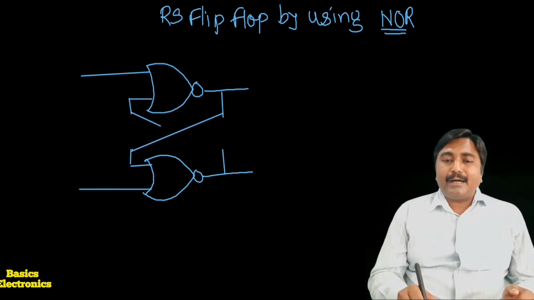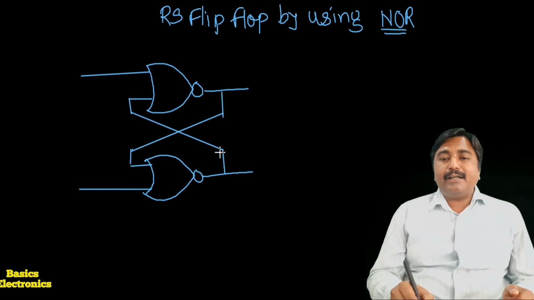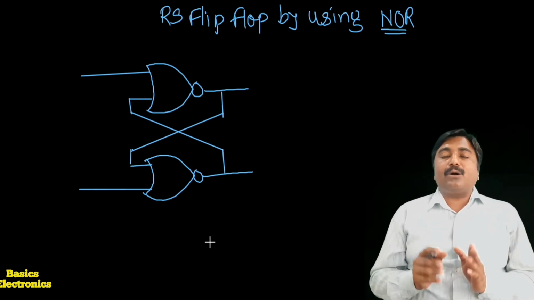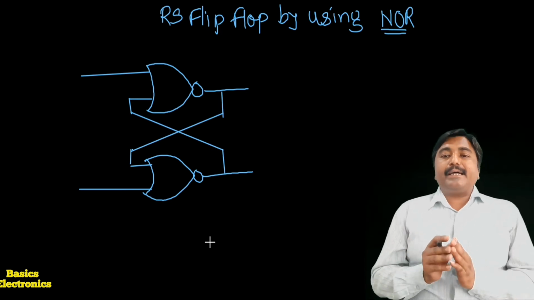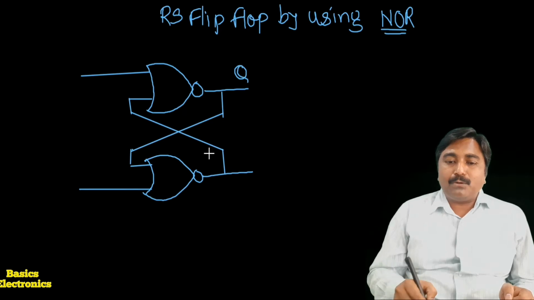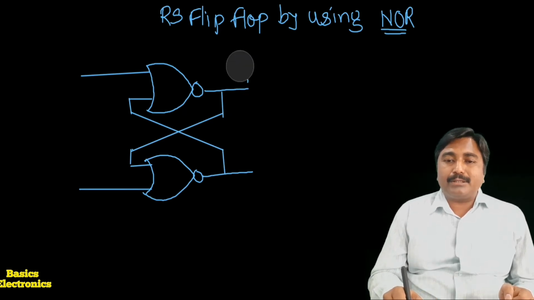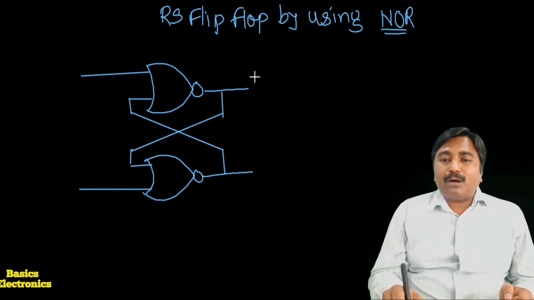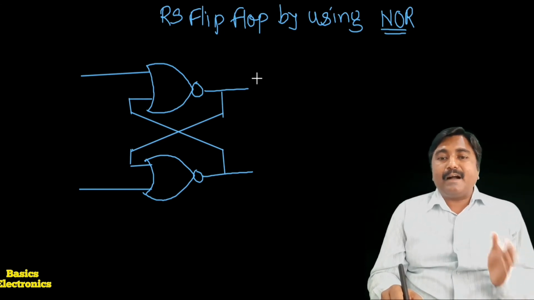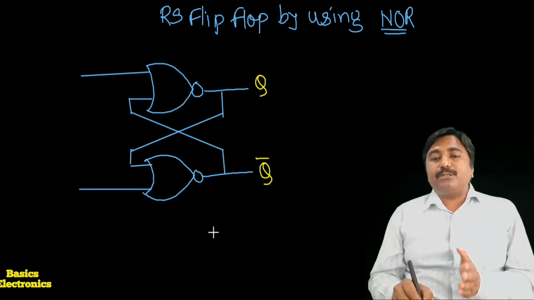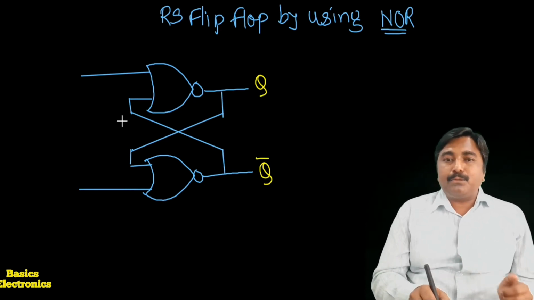Here I am going to apply the output of the first gate as input to the second gate. Then we apply the output of the second gate as an input to the first gate. So this is the construction of the NOR gate. Here the two outputs are there. The first output is the Q output. I am going to use a different color so you can easily understand it. The output of the upper gate is Q, and the output of the lower gate is Q bar. The two inputs are there and the two outputs are there.